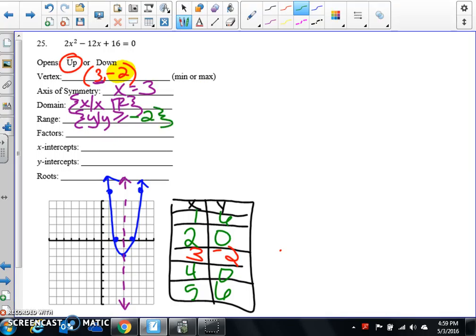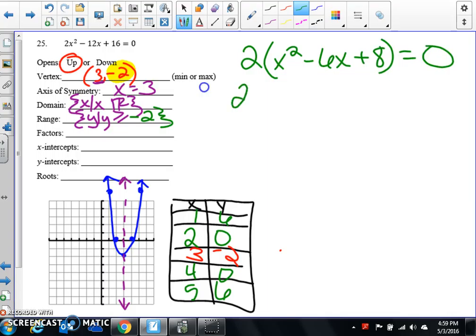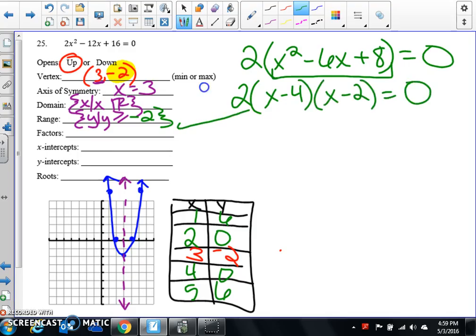Our factors, you can take a 2 out, right, because GCF, leaving you with x squared minus 6x plus 8. Then I would do my ABCs in here, and you should get x minus 4, x minus 2 as your factors. Your x-intercept, when y is 0, what is x? So they are at 2 and 4. Remember, x-intercepts are a point.